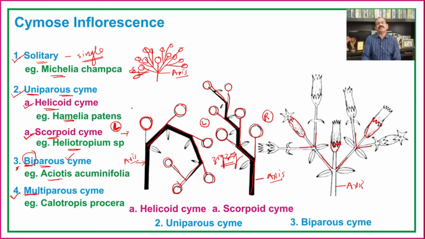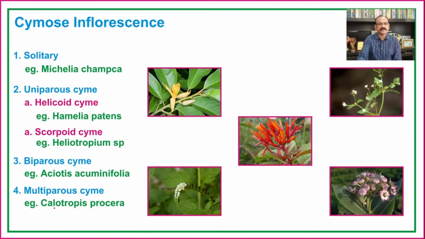And such type of inflorescence in which more than two flowers are developed from the lateral buds on the axis is known as multiparous cyme. And the example of the multiparous cyme is Calotropis procera. These are the plants, so that the students become aware about the different plants.